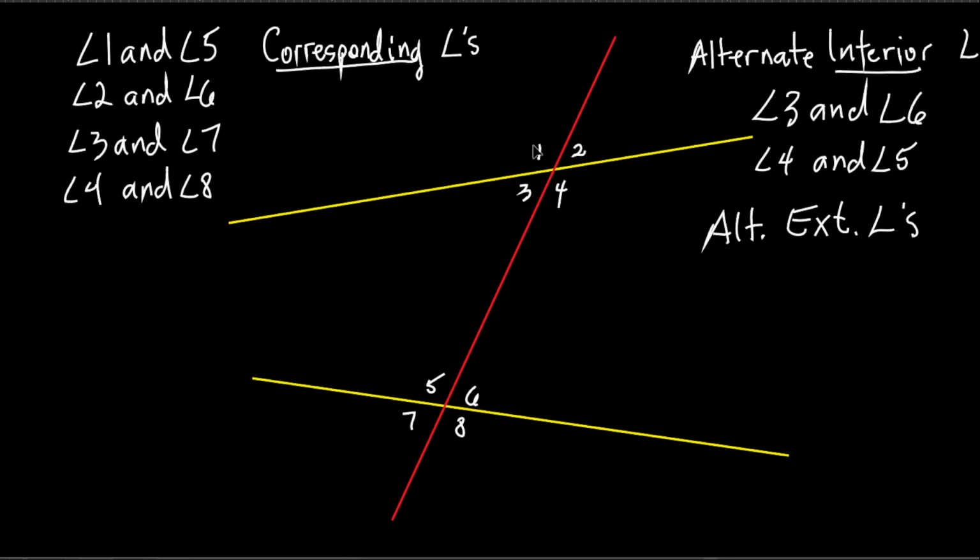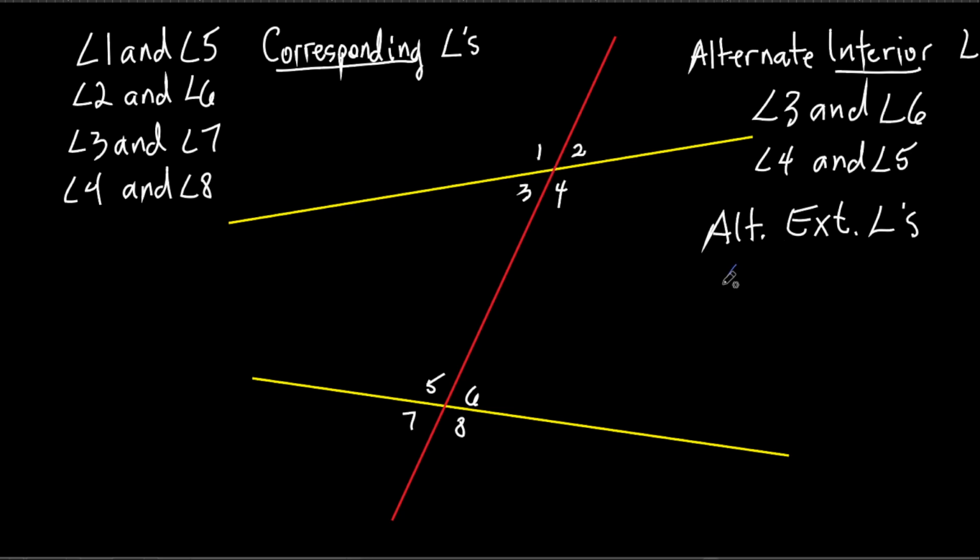Angle 1 and 8. See how 1 is on the left-hand side, 8 is on the right-hand side. 1 is above in that group of 4. 8 is below that group. So that means they're alternate, all right? They're complete opposites, but they're exterior angles. So let's write that down.